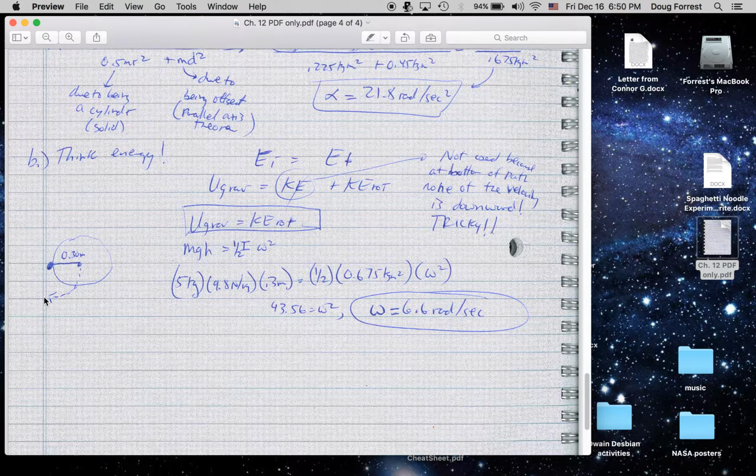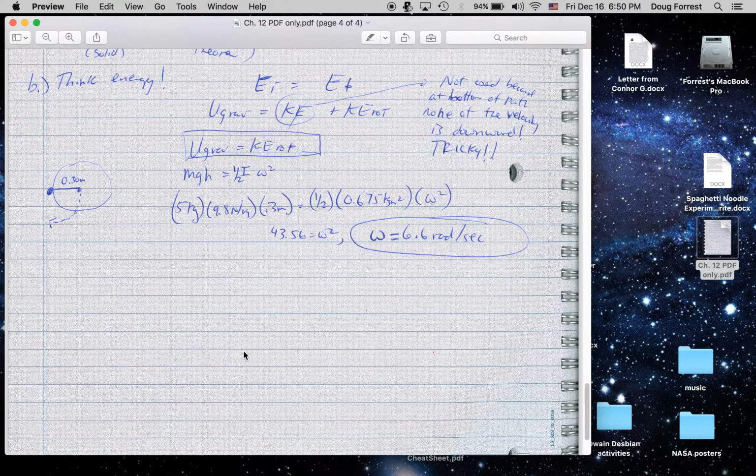So essentially, I can think of all this mechanical energy as rotational kinetic energy, at least at the bottom of that path. If it was somewhere else, I think you might have to add this in somehow. So U_grav equals KE_rotational, mgh equals 1/2 I omega squared, comes out to 6.6 radians per second.